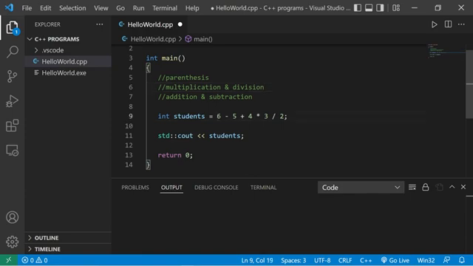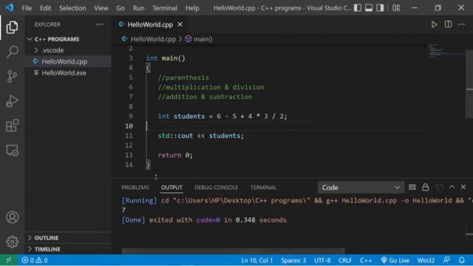So let's go through this. We have some multiplication here. We would resolve 4 times 3 first. That is 12. Then we have some division. 12 divided by 2 is 6. Then any addition and subtraction. 6 minus 5 is 1. 1 plus 6 is 7. Then let's check to see if that's right. So students should be 7. Yep, students is 7. Now you can force operator precedence by surrounding some part of your equation with parentheses.